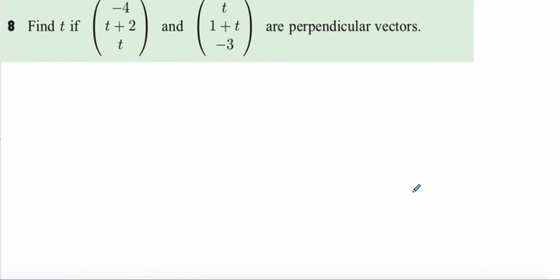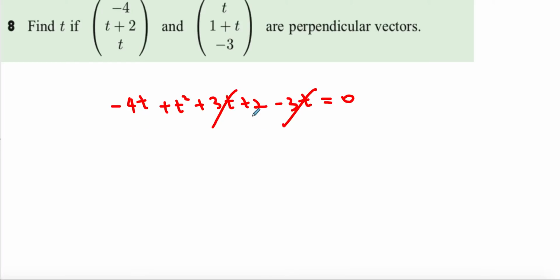All right, let's look at number 8. Find t if these are perpendicular. So once again, perpendicular means dot product has to be equal to 0. So we get -4t. Multiplying those two. And when I multiply these two, I get plus t squared plus 3t plus 2. When I multiply those two, lastly, minus 3t has to be equal to 0. Then 3t's cancel out. So what we end up getting is t squared minus 4t plus 2 has to be equal to 0.